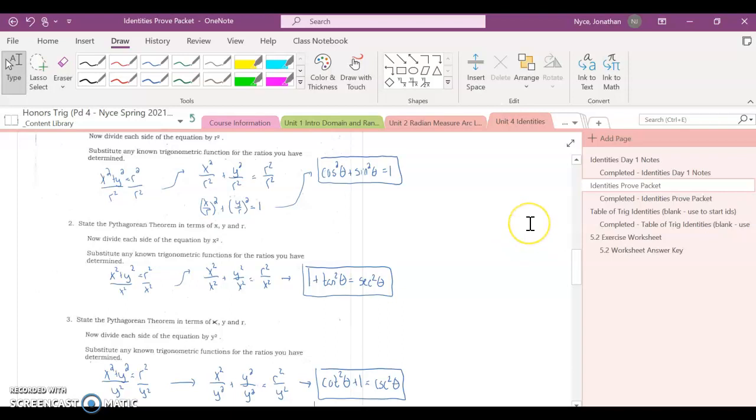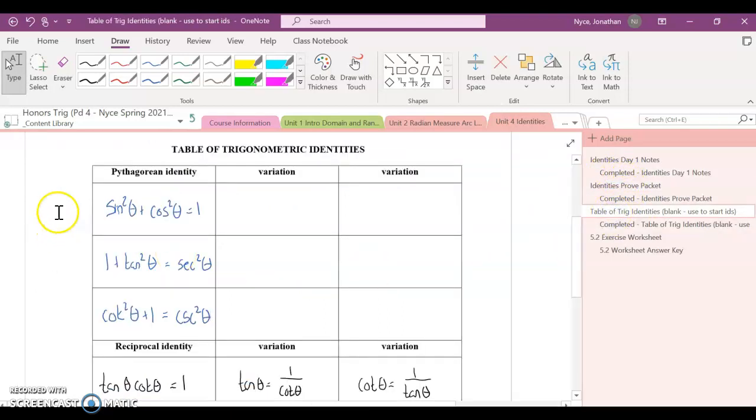So you're going to go to the table and fill that out. So you have sine squared plus cosine squared equals 1, 1 plus tangent squared equals secant squared, and cotangent squared plus 1 is equal to cosecant squared.